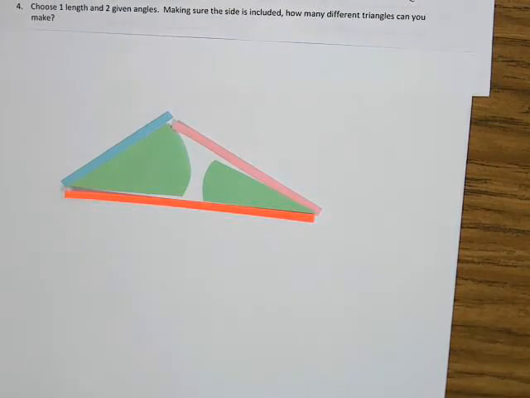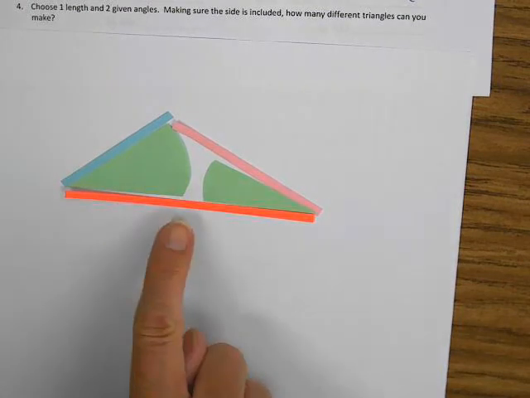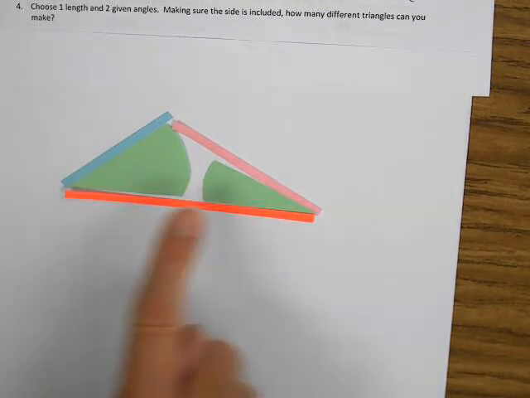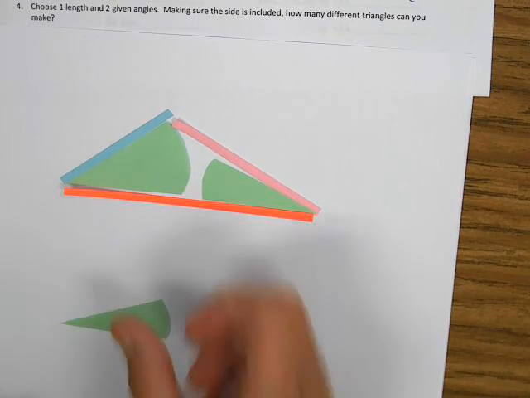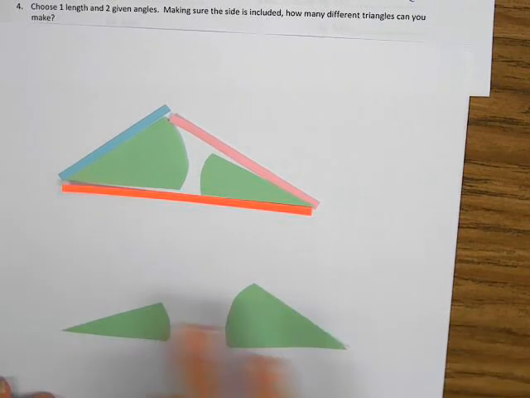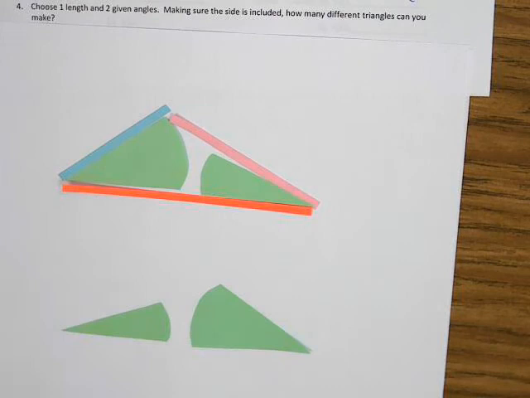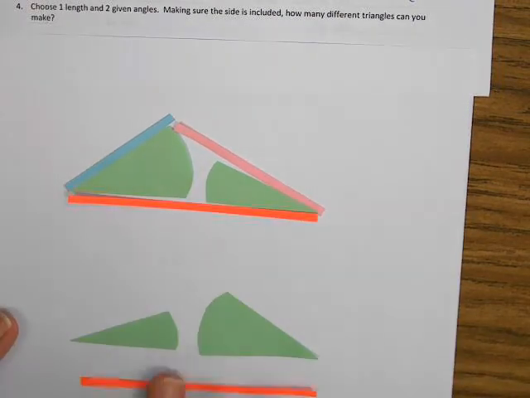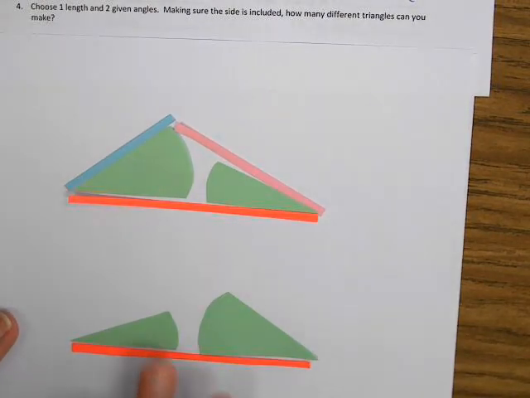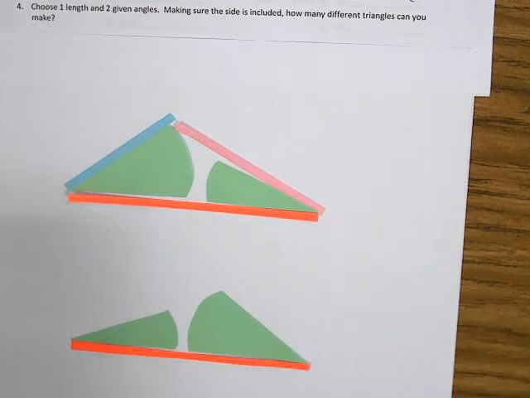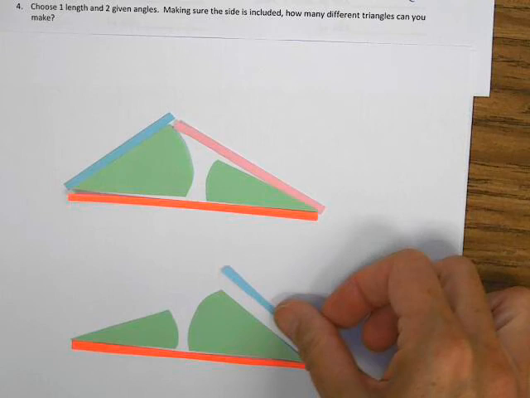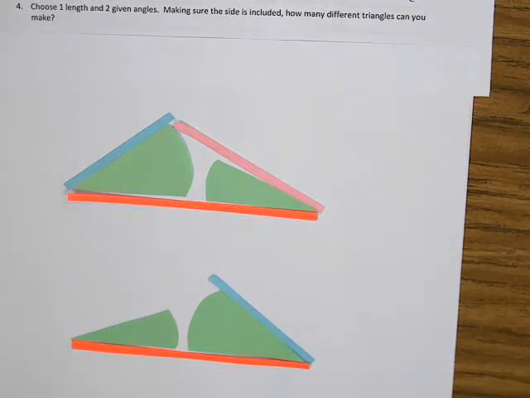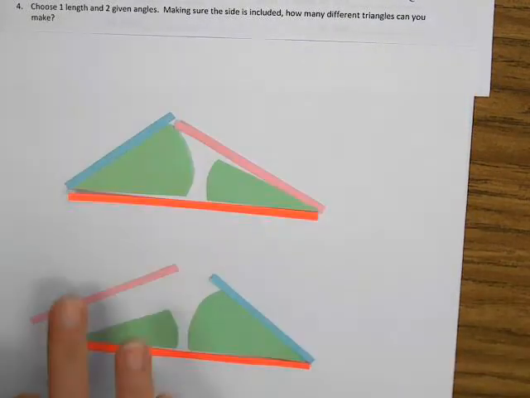Now remember the rule, I have to keep the given side, the red one, included between the two angles. So if I just mix up the angles, which seems to be, I think, my only option that way, and I stick with the red side, let's see if I get a different triangle. All right. I think you're going to see if I connect these here.